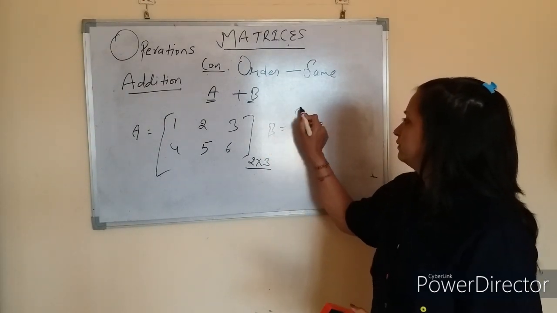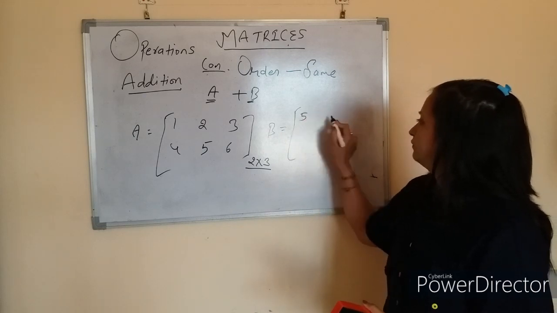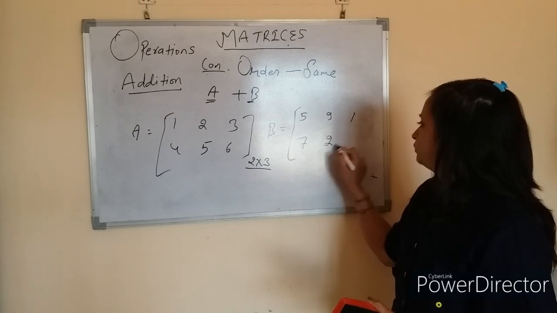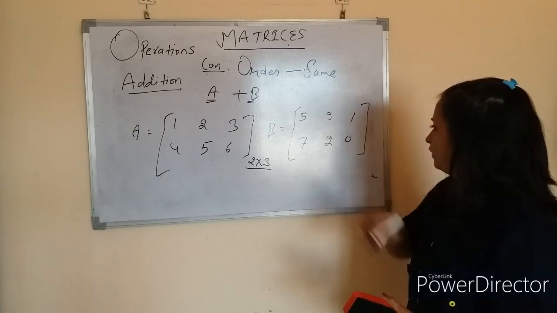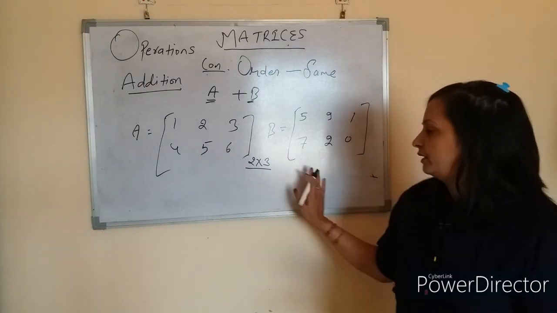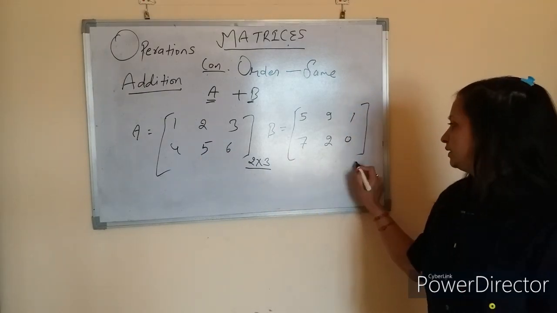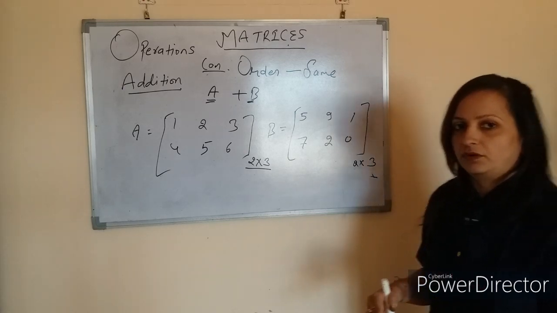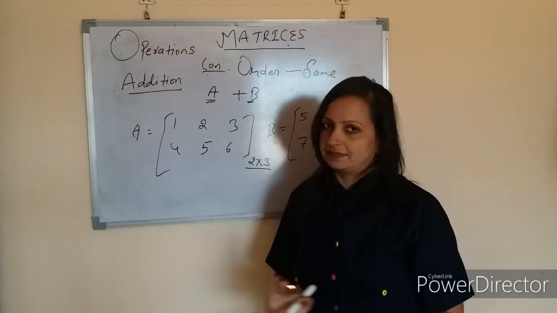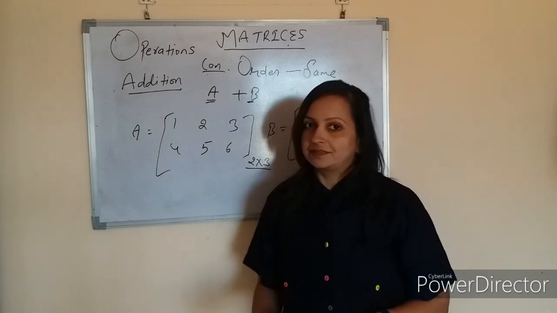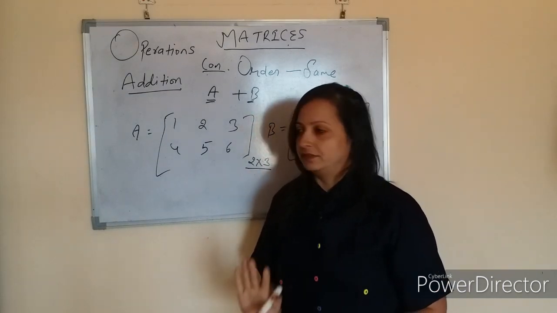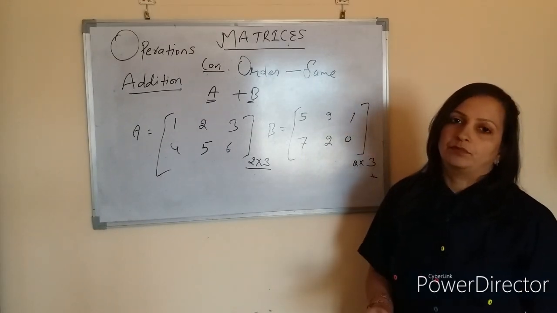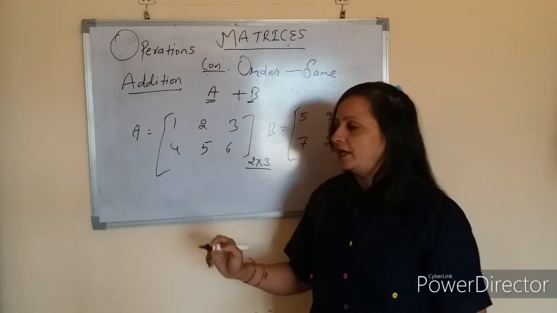Okay, so what if I have a matrix like this, 5 9 1 7 2 0. Now I have a matrix A and a matrix B of the same order, because matrix B also has 2 rows and 3 columns. So now the orders of the two matrices are the same. That means the condition is satisfied and we can perform the addition.